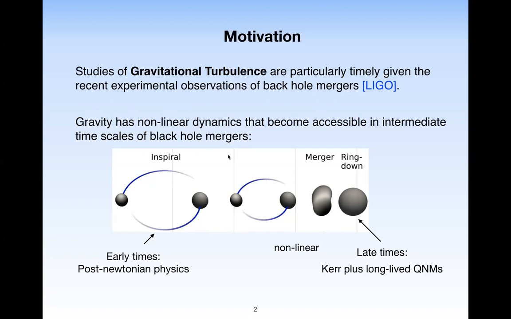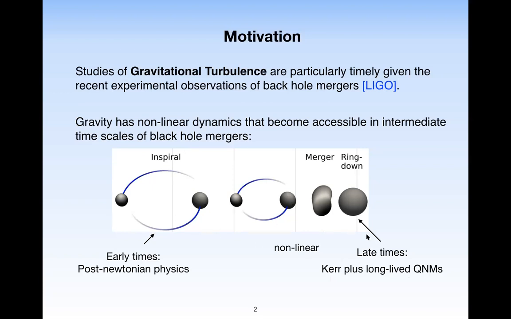As you all very well know, black hole mergers have three stages. At very early times, we have the in-spiral phase, when essentially the two black holes orbit around each other. And this is very well captured by post-Newtonian physics. On the other extreme, at very late times, we have the ring down of the final state black hole. And this is very well captured by the Kerr solution, plus a handful of long-lived quasi-normal modes. In both early times and late times, we have a very good control of what's going on.